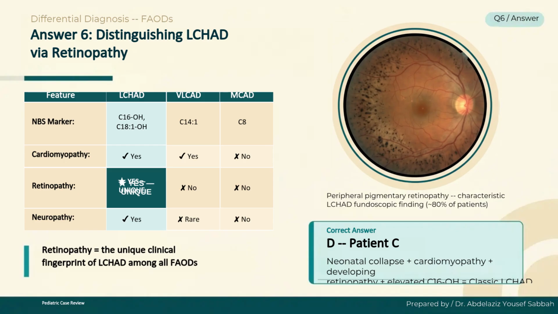also commonly has neuropathy. Very long-chain acyl coenzyme A dehydrogenase deficiency has a C14:1 marker and cardiomyopathy, but no retinopathy. Medium-chain deficiency has a C8 marker and no cardiomyopathy and no retinopathy. So retinopathy is the unique clinical fingerprint of LCHAD among all the fatty acid oxidation disorders.